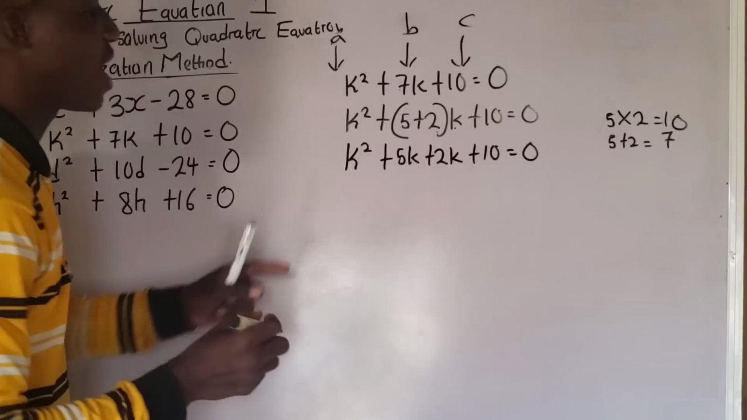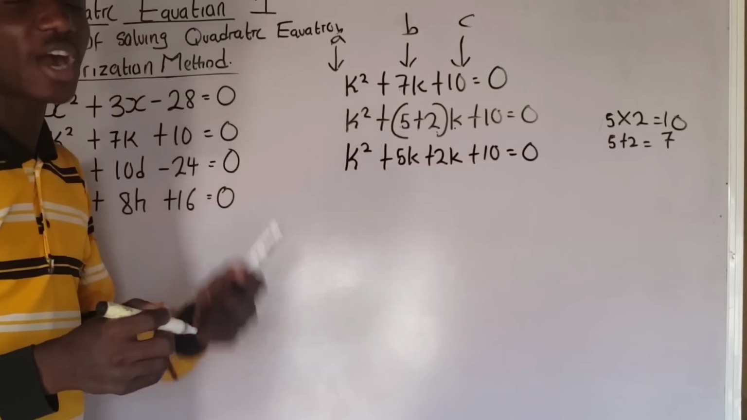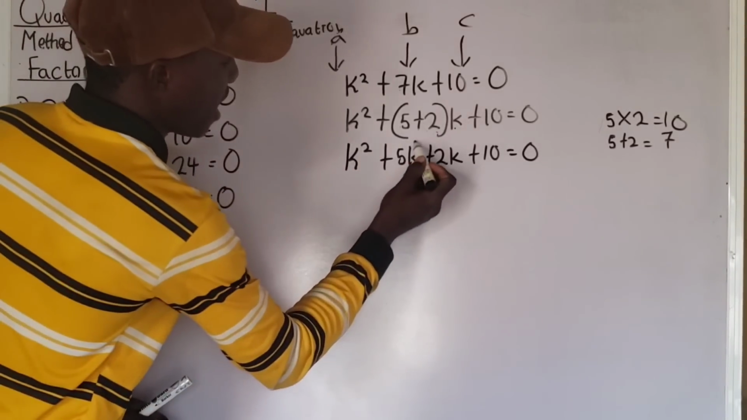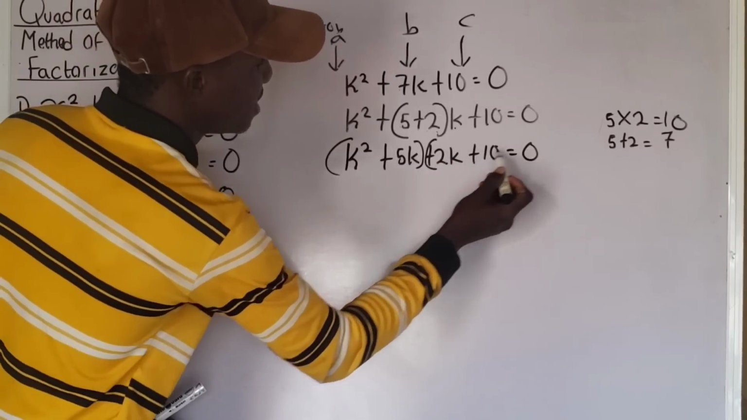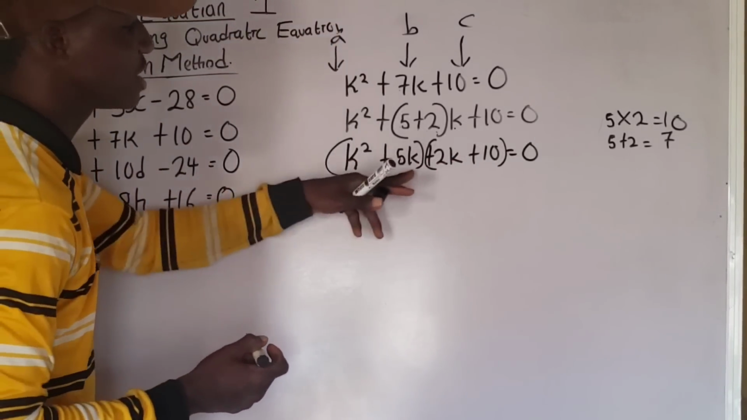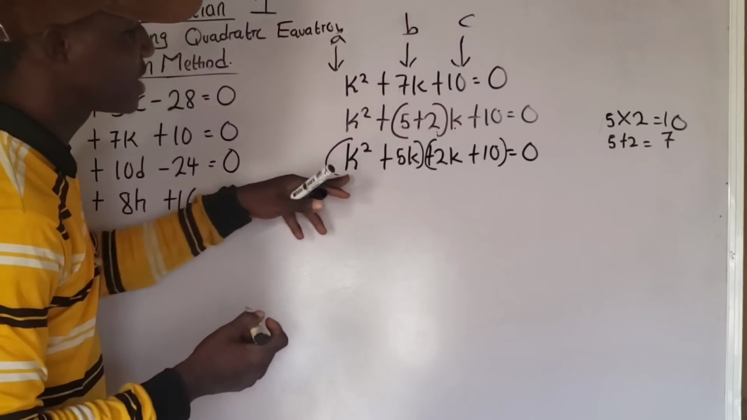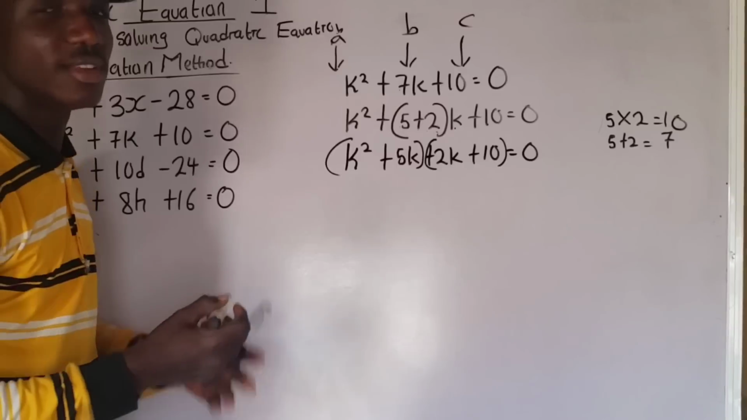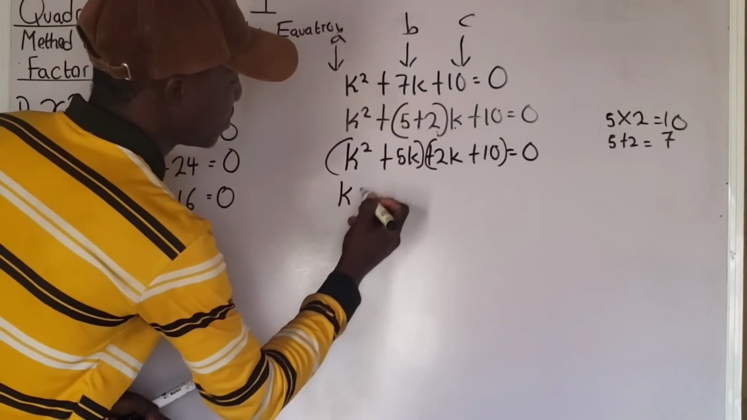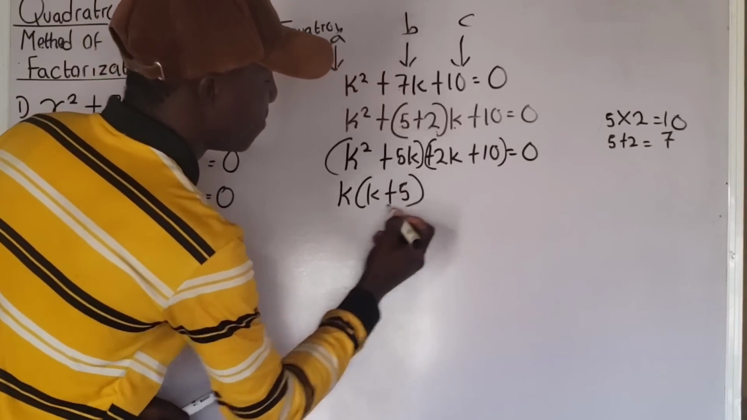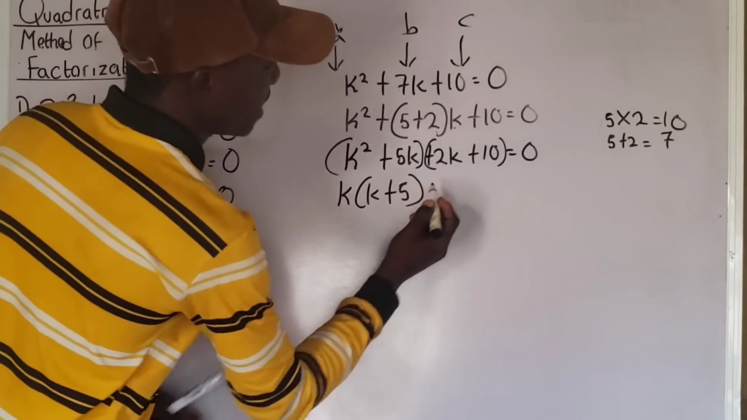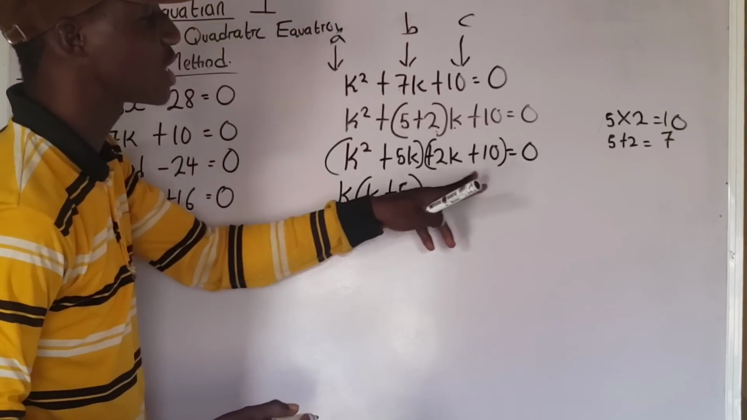Just pay attention, okay? Now, having gotten to this point, we have to factorize. You have to separate this equation into two. This is the first part and this is the second part. I'm going to factorize the two brackets. Let's deal with the first bracket now. What is the factor that is common to k squared and 5k? K. So I'm going to have k into bracket k plus 5, because if I open the bracket, k times k is k squared, and k times 5 is 5k.